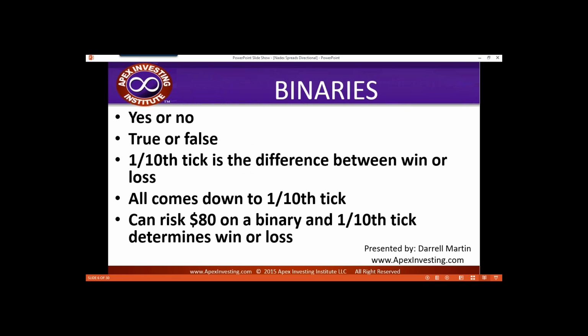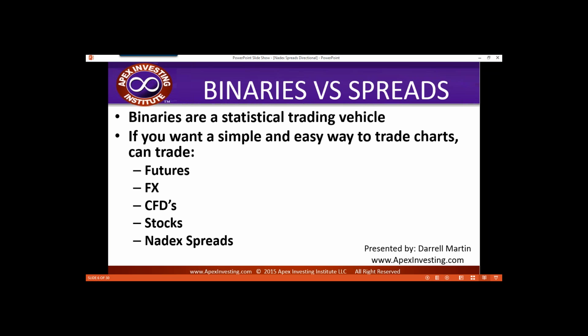If you buy an $80 binary and the market expires 1/10 of a tick below your strike, you can lose the whole thing. You can lose the whole $80. It's an all or nothing type scenario if you hold it till expiration. And binaries are more of a statistical trading vehicle. They're a volatile trading vehicle.